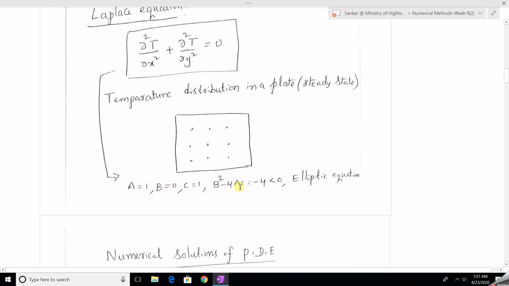Therefore B square minus 4AC. If you put the values of A, B, C here, B square minus 4AC is minus 4, which is negative. Therefore this Laplace equation is an elliptic equation.